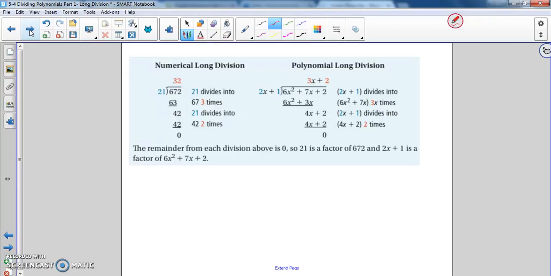We put our divisor on the outside and our quotient goes up on the top. Those are going to be two very important parts of when we are dividing. And the number that we are left over with is our remainder. If we have a remainder of 0, then we know that both our divisor and our quotient are factors of our polynomial.